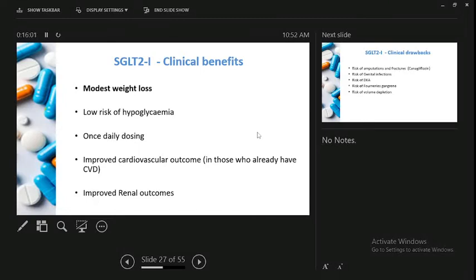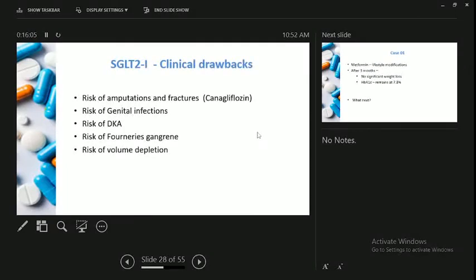And there is improved renal outcomes as shown in some studies. But you have to remember that they have some bad side effects. There might be increased risk of amputation and fracture, particularly with canagliflozin, but this is a bit controversial. But we commonly see genital infection, and they can have severe infections like Fournier's gangrene also.